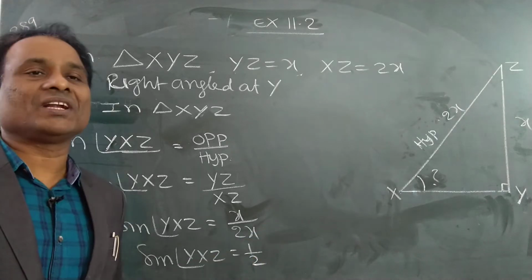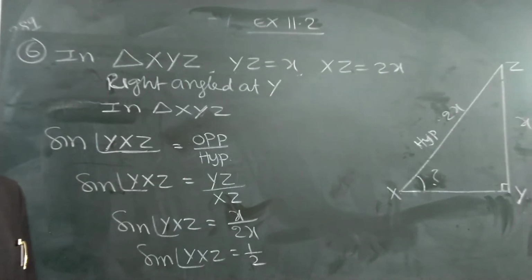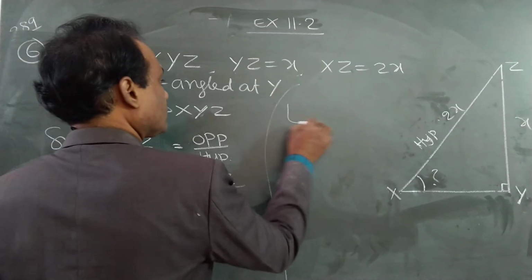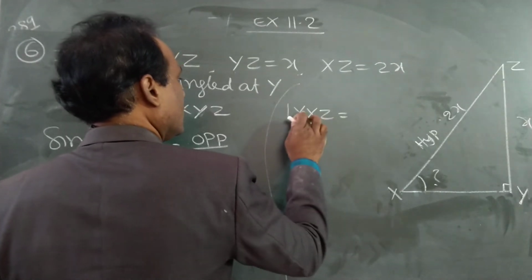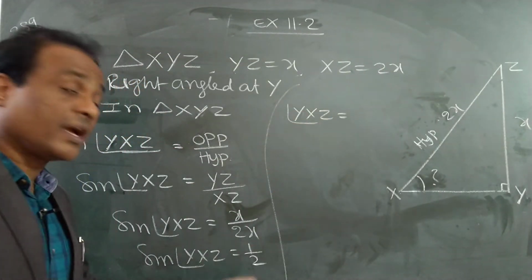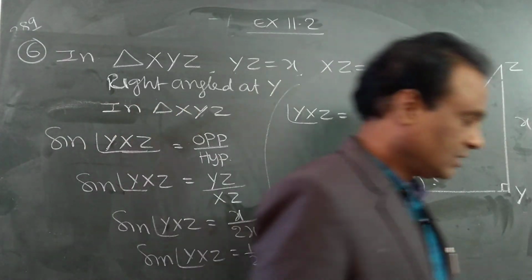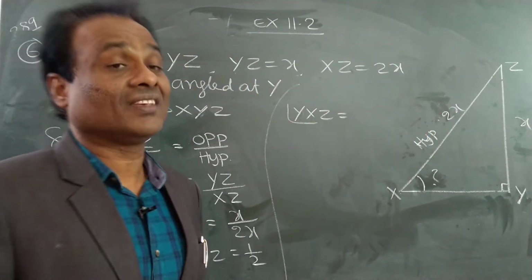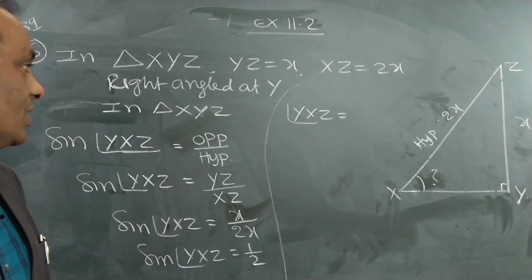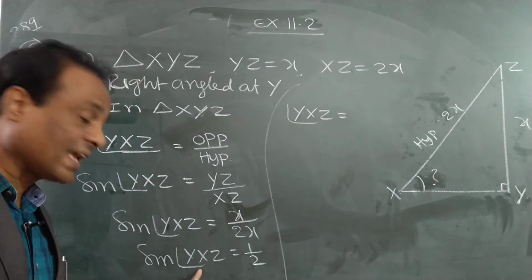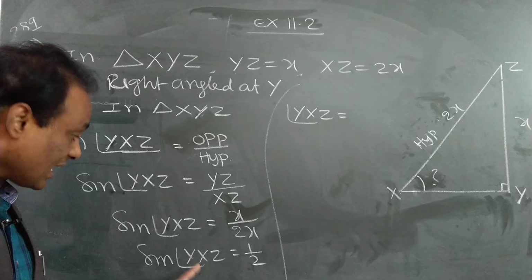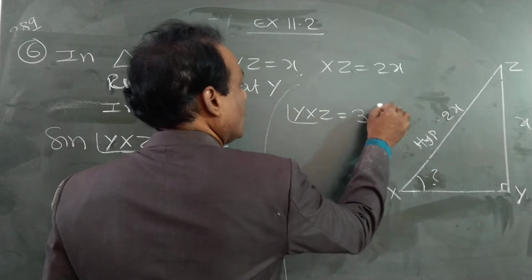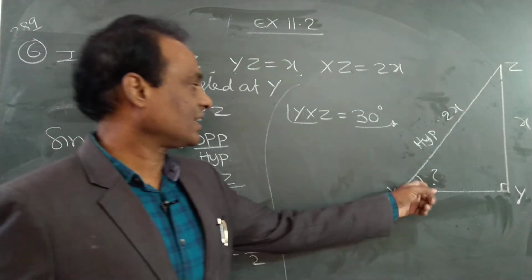When will sine be 1 by 2? For what angle will sine be 1 by 2? You tell me. See the table and tell, otherwise you have to remember. When sine will be 1 by 2, for what angle? Sine 30 is 1 by 2. So that means this angle should be how much? 30 degrees. We got this angle.